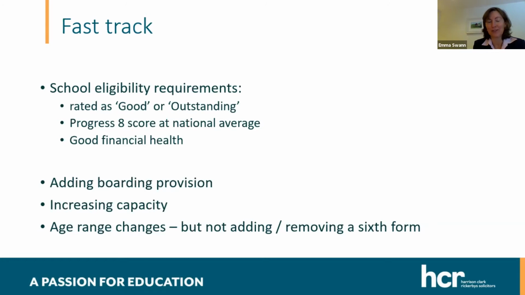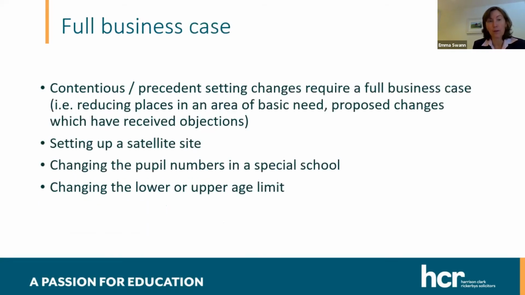However, there is an exception. There are lots of exceptions here, just to be aware. So it applies if you're increasing the capacity of your academy, but with the exception of if you're setting up a satellite school. It also can potentially apply to age range changes of up to 2 years. However, there's an exception if you're adding or removing a sixth form. So moving on now to the next slide, which is the full business case.